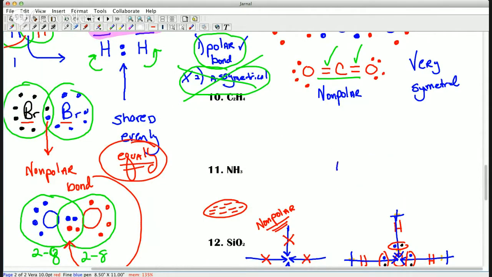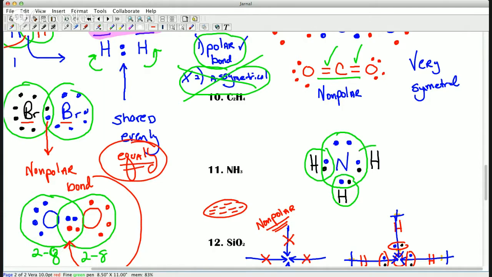Here's my N. It has 5 valence electrons, so I put out 5 dots. Each H has 1 valence electron and 1 dot. And you can see that's a very, very stable structure because by sharing, the nitrogen is stable by sharing 3 more. And each hydrogen is stable because they feel 2 by sharing. They're using each other to get stable. Okay?